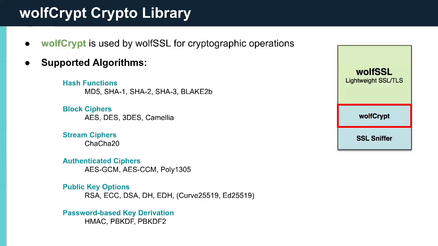wolfCrypt sits underneath wolfSSL. This slide shows you the algorithms that we have implemented here. Pretty much all of your standard algorithms, as well as some more progressive ones like ChaCha20, Poly1305, and Curve25519 and Ed25519. These can be used in a modular manner where you can compile out pretty much all algorithms you don't need, leaving you with just the algorithms that you do need to help save footprint size.